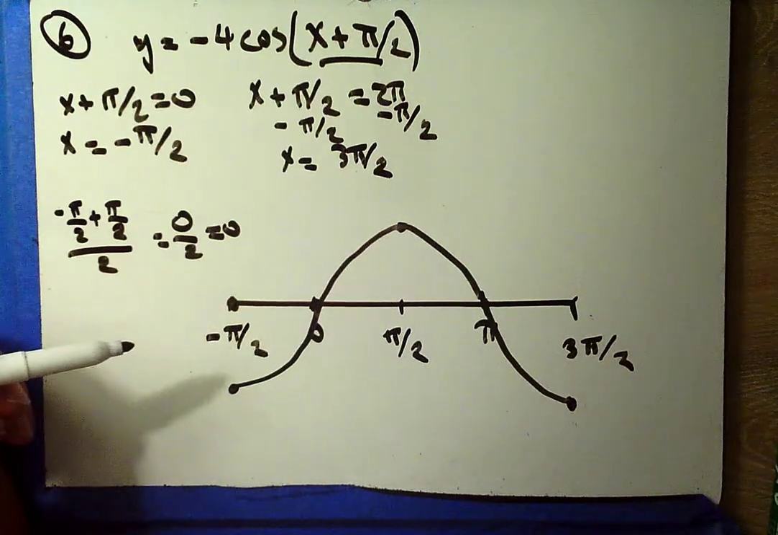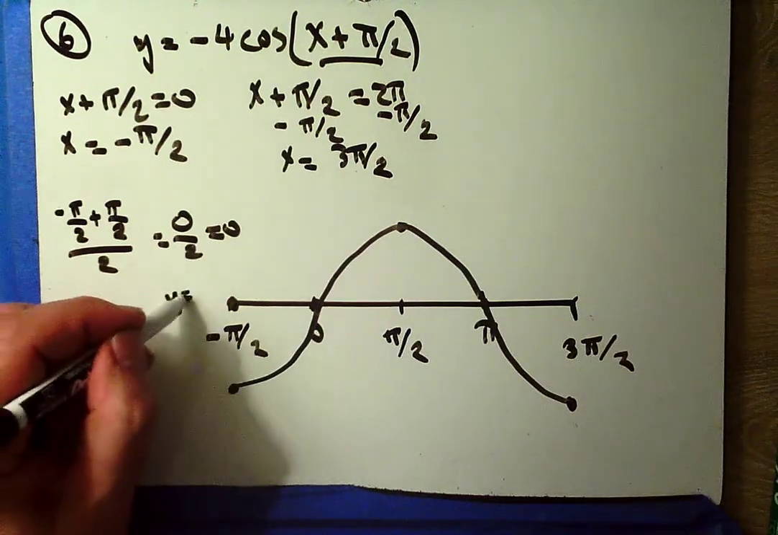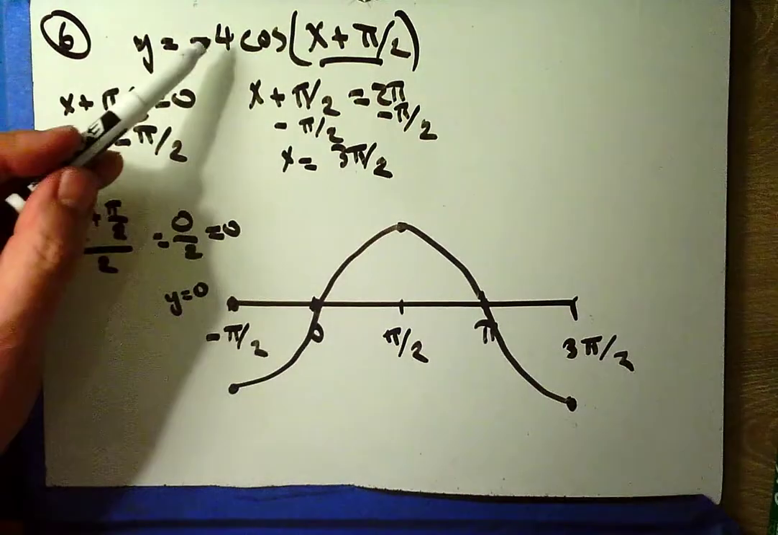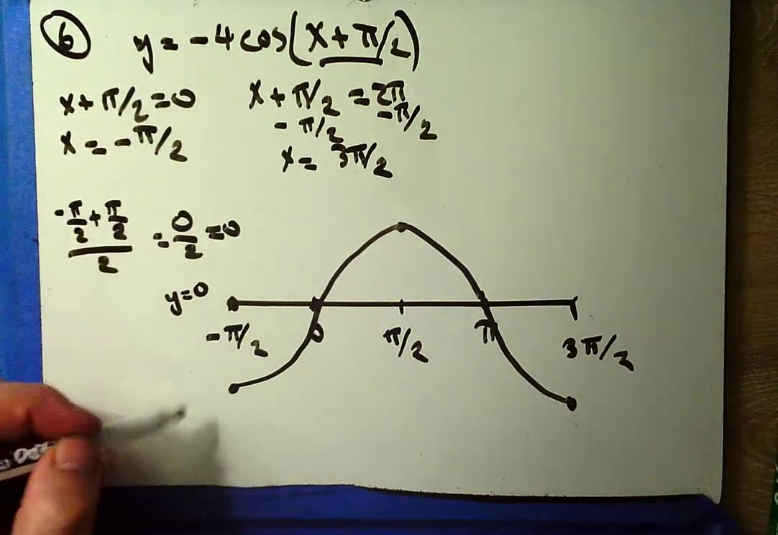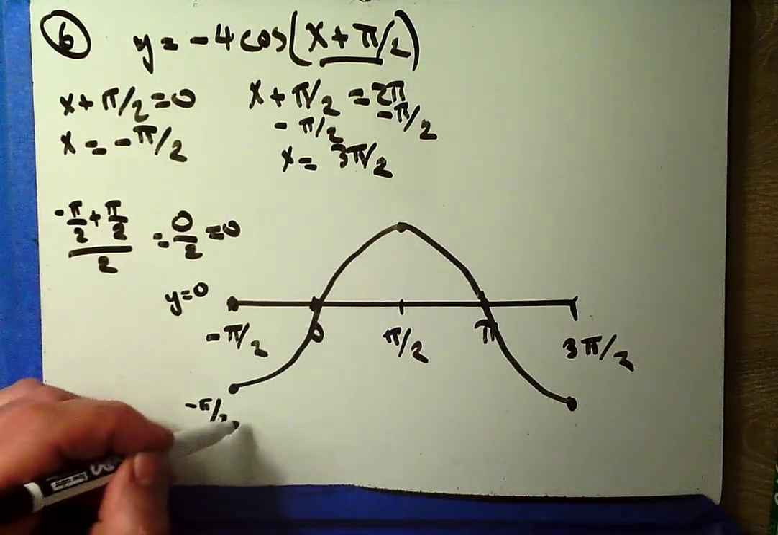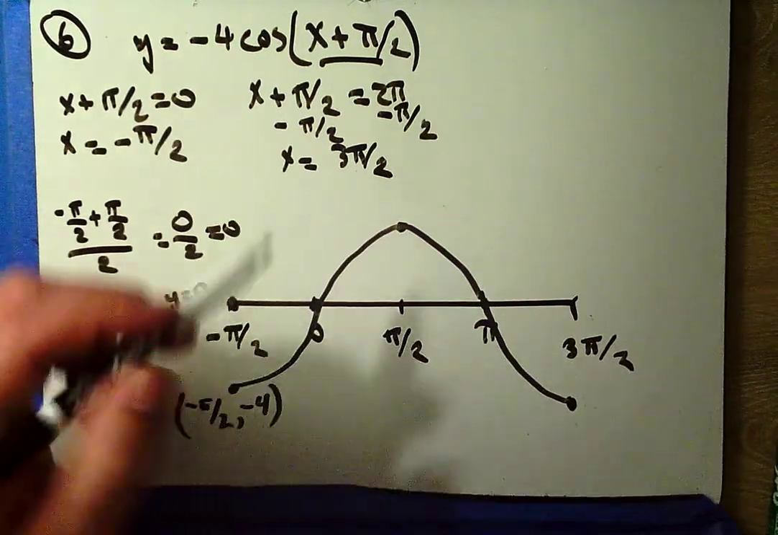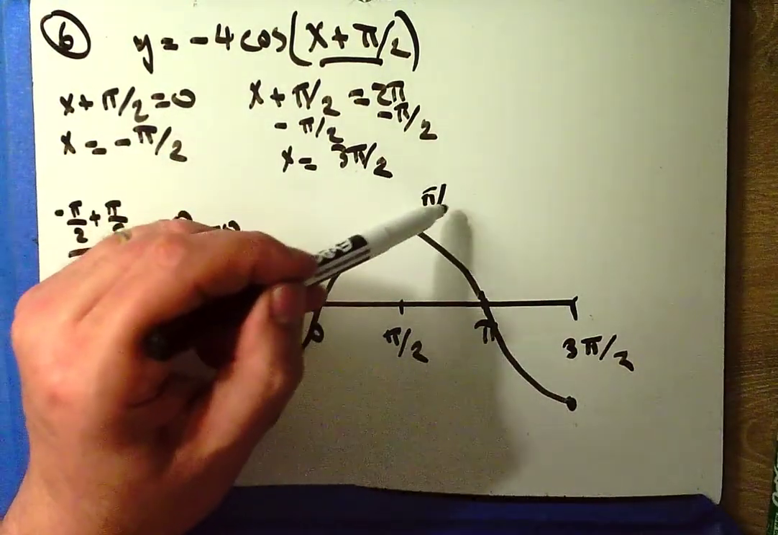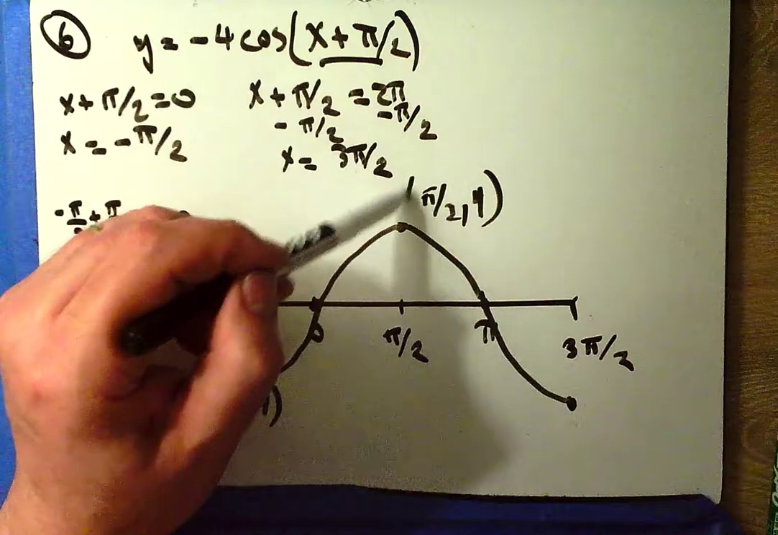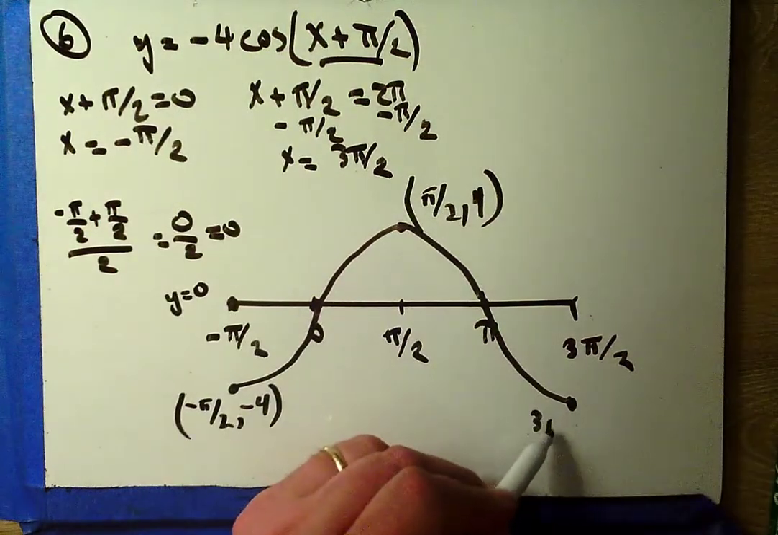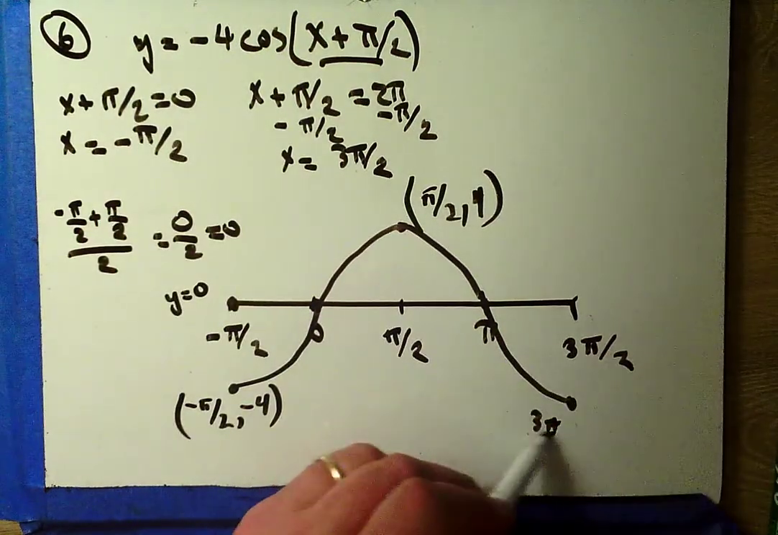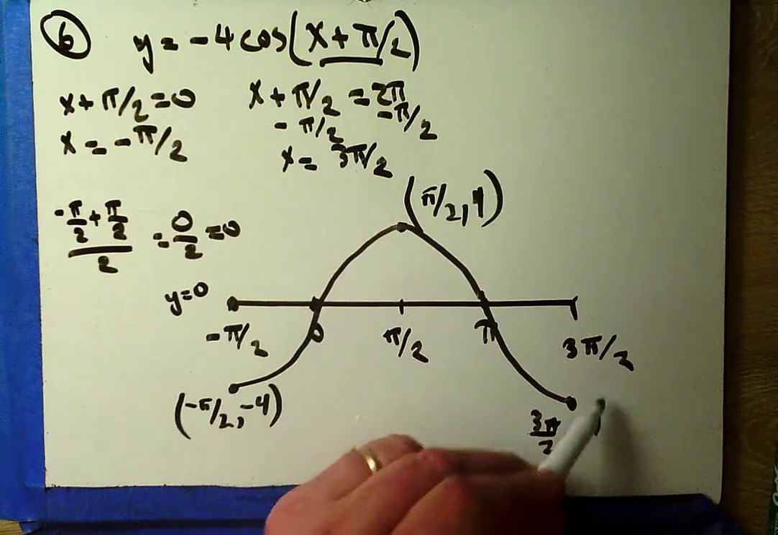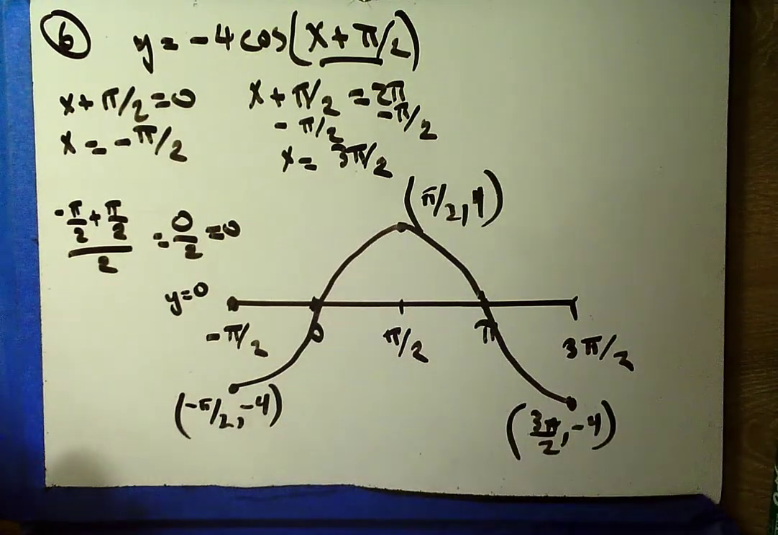Now, what about our d value? Well, our d value is 0 again. Our amplitude is 4, so this is going to be negative pi over 2, go down 4. And this is going to be positive pi over 2, go up 4. And this is going to be 3 pi over 2, go down 4. And there's my graph for number 6.